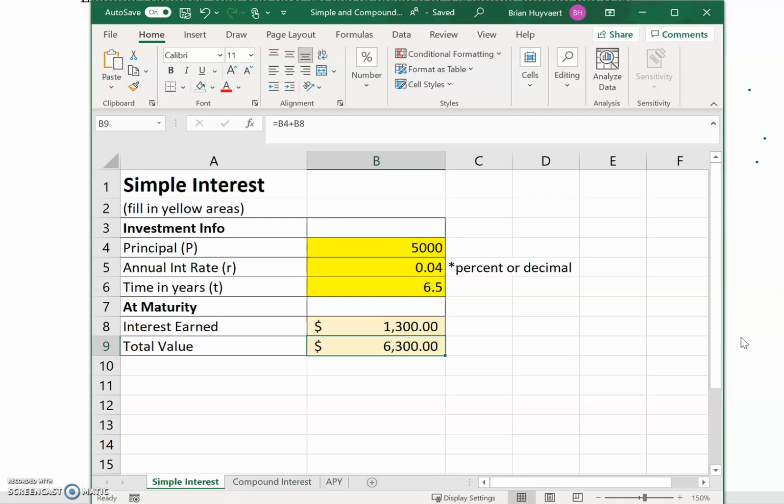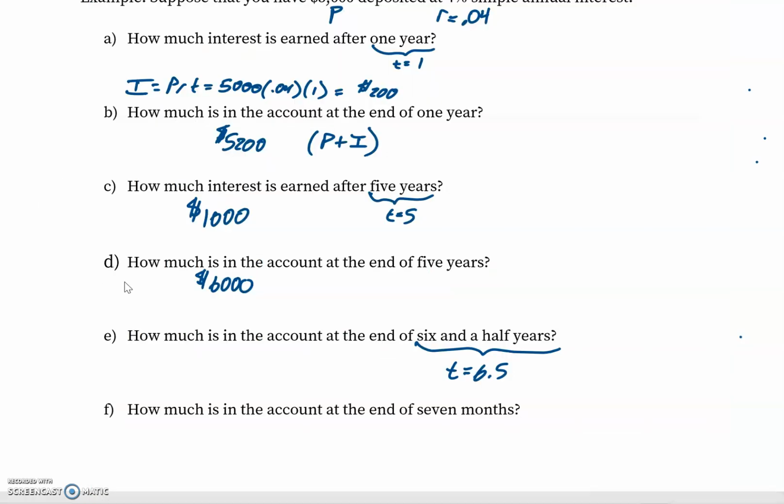So 6,300. Again, you could do this by hand, but as long as we have the template there and we're using the same values over and over again, right? The same $5,000 initially and the same 4%, we might as well use it. And then part F says, well, how much is in the account at the end of 7 months? So this is the only one that's probably actually tricky, right?